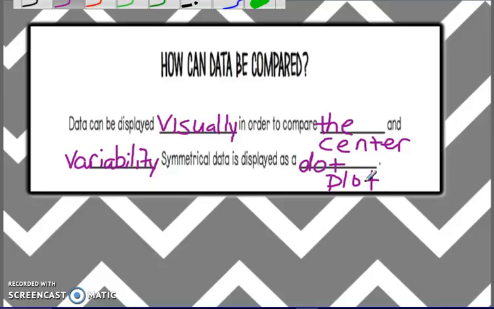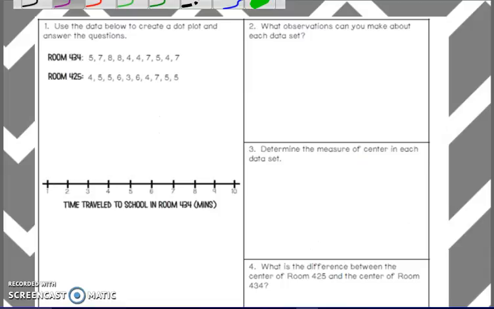So let me read that for you again. It says data can be displayed visually in order to compare the center and variability. Symmetrical data is displayed as a dot plot. Okay, so we have question number 1 here, and this is data from 2 classes, and they were asked how many minutes each student traveled to school in the morning. So in room 434, that was the data they got, and in room 425, this is the data they got. So question 1 says use the data below to create a dot plot and answer the questions.